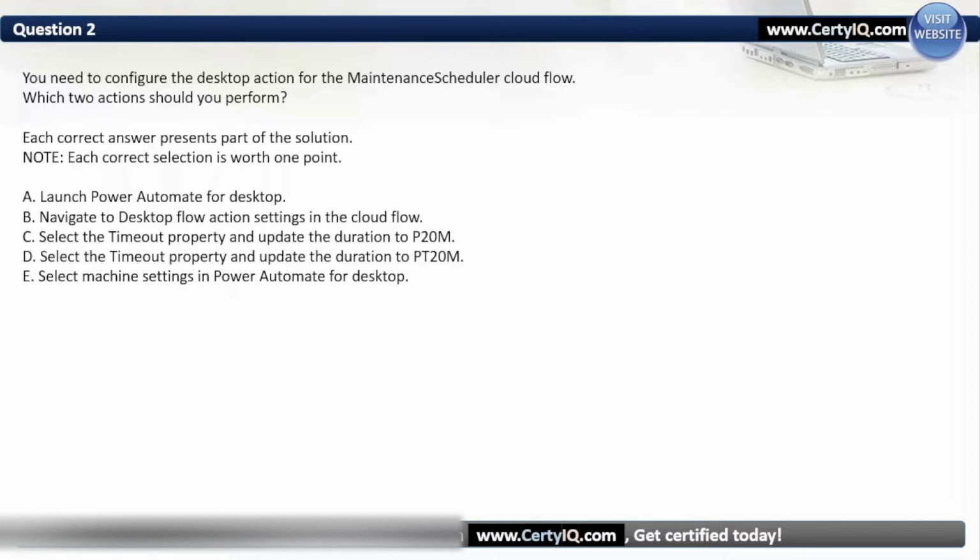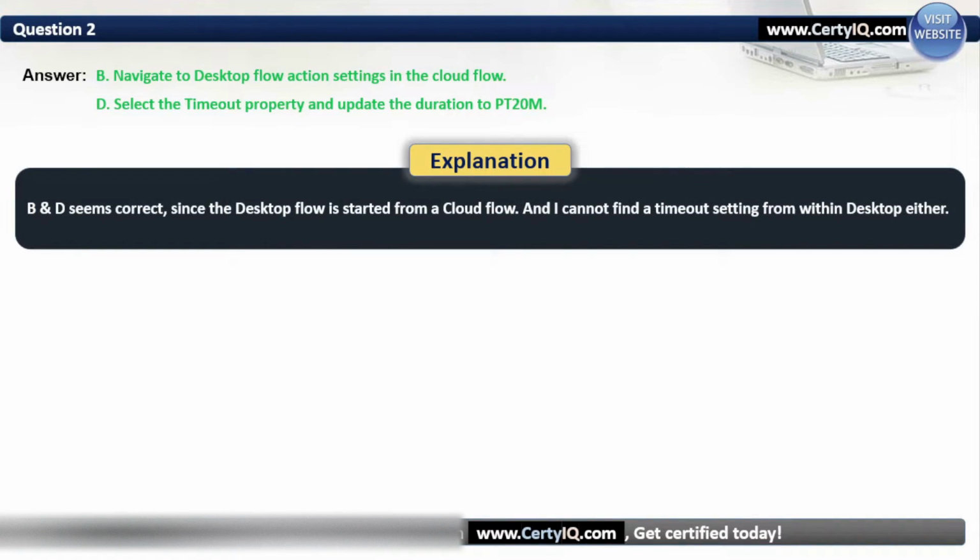The correct options are B and D, that is, navigate to desktop flow action settings in the cloud flow and select the timeout property and update the duration to PT20M. B and D seem correct since the desktop flow is started from a cloud flow and I cannot find a timeout setting from within desktop either.